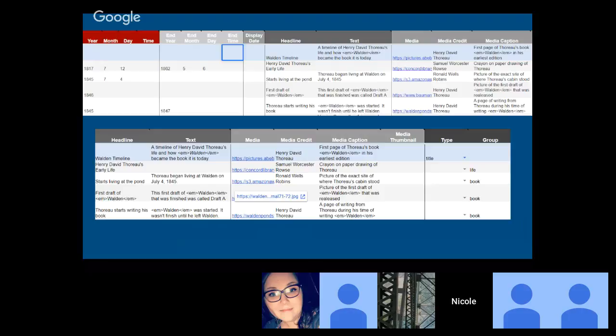You have a place where you can put the date, time, headline, the text, and then the URL for the images, the media credits, and media captions. On the far right, you can see where we grouped up life and book. And the nice thing about it was that nothing had to be in order when you put the data in, because if we had to reorganize every time we found a date and put it in, it would be a mess. But luckily it did that for us.